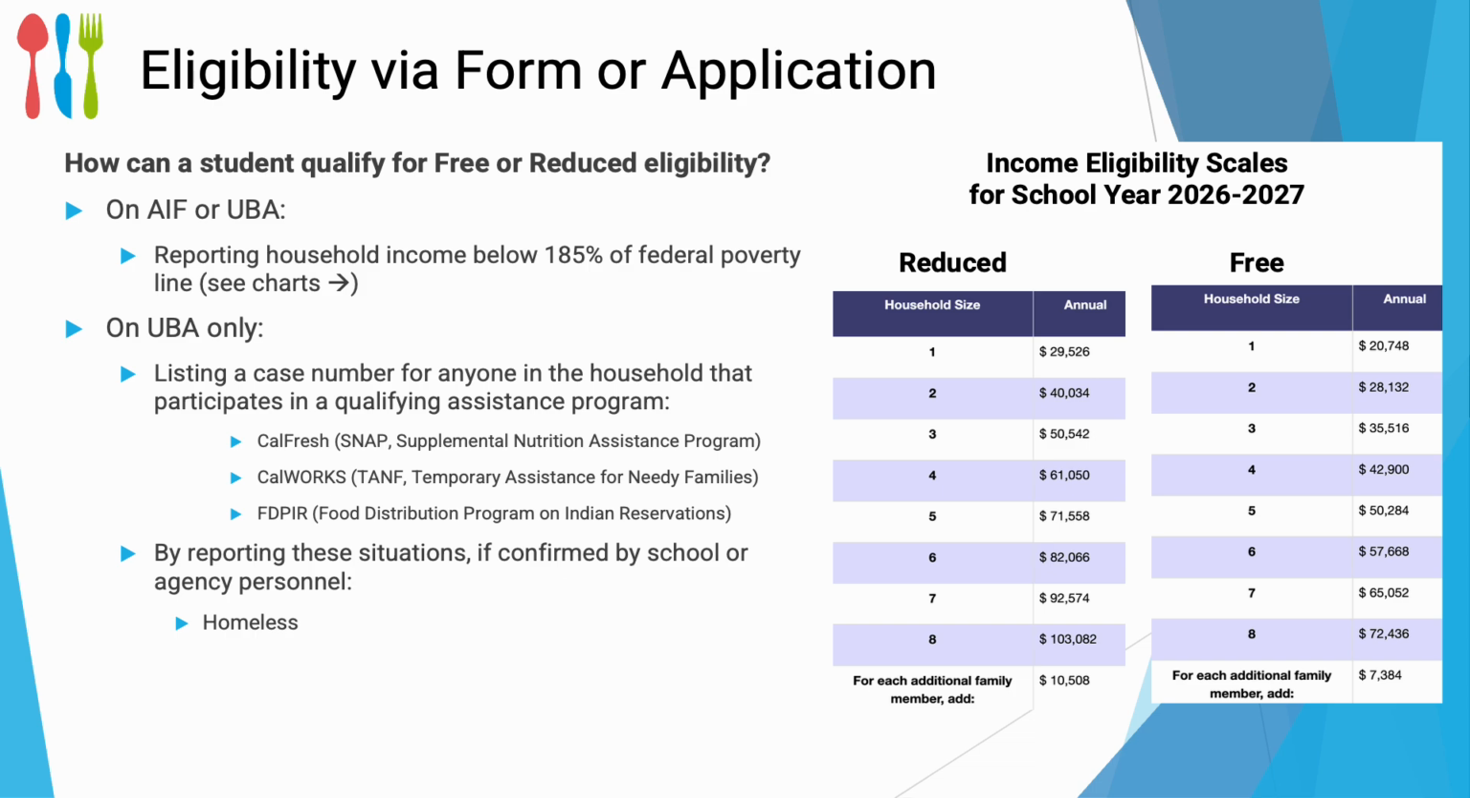On the universal benefit application, they could also list a case number for anyone that lives in the household that might participate in a qualifying assistance program, that being CalFresh or CalWorks in most cases. They could also report situations like homelessness.